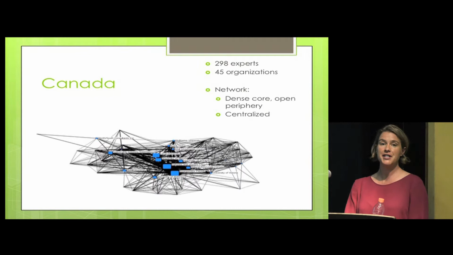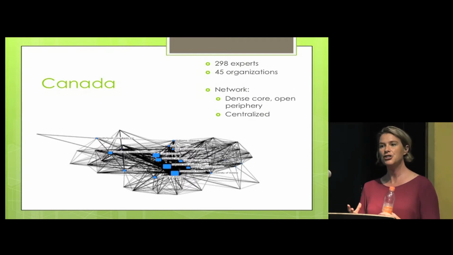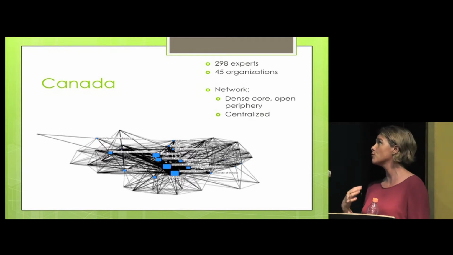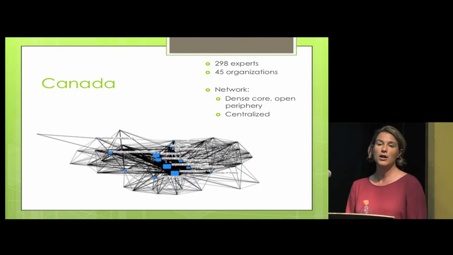And so what you need to understand is, in this particular policy environment, all of the information from a particular country is fed through the government of that country. And so if you redefine it by the country, here is the network of experts in Canada specifically working on this topic. What comes out of this is you have 298 experts, 45 different organizations, and it's a very dense network. But what's most interesting about it is it's mostly government agencies. And so it's a centralized network run by governments.